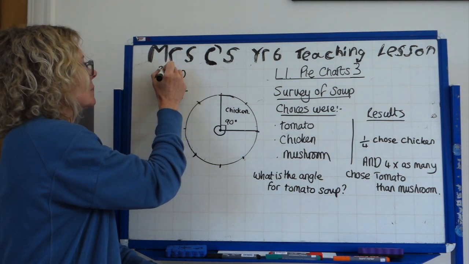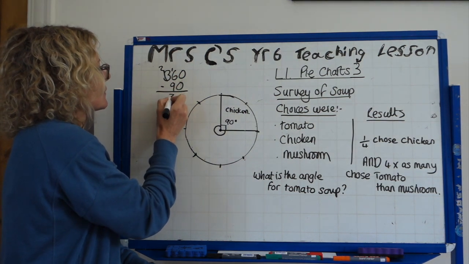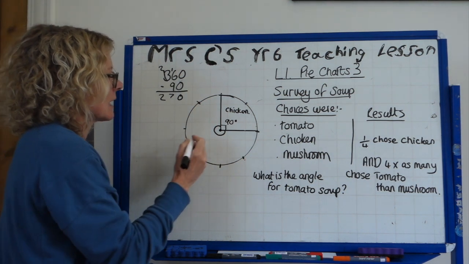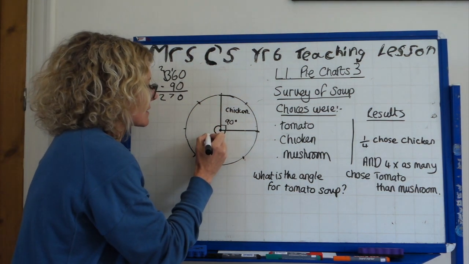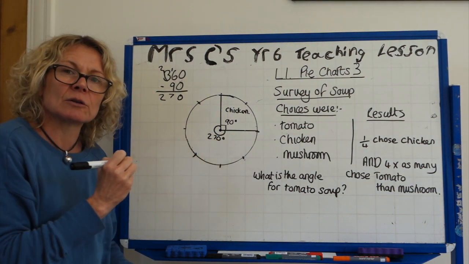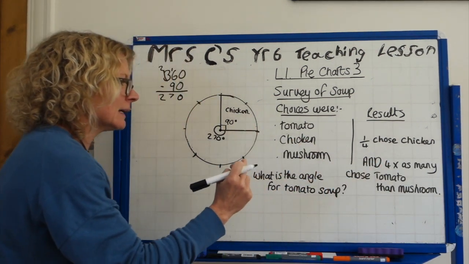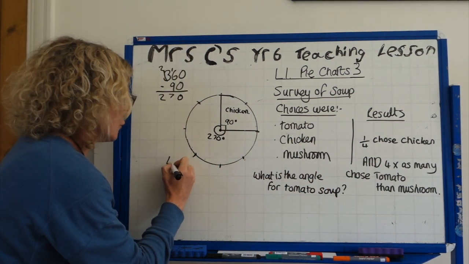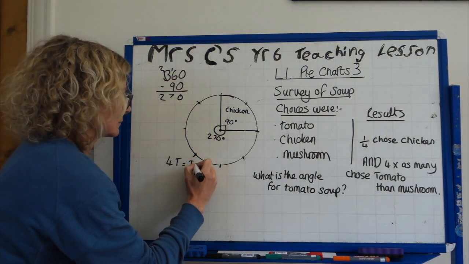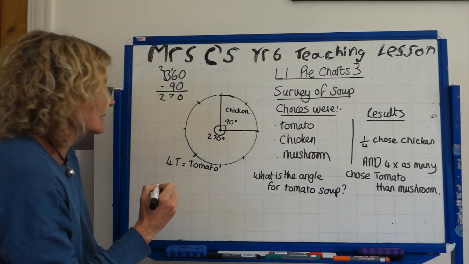So you do that sum, I'll be doing that sum, and that is 70, 270 degrees, okay? So the whole of the rest of that circle, the whole rest of that pie chart, is 270 degrees. So we have got 4 times as many, so 4T chose tomato. Do a bit of algebra in with this.